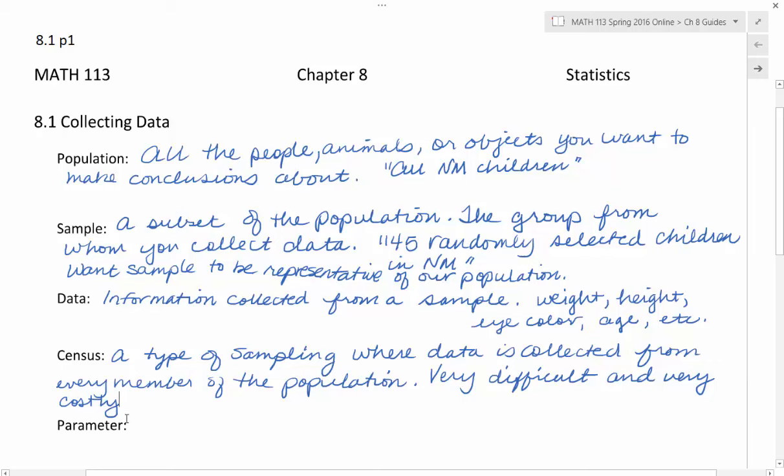So we have other methods that we can use instead of a census. A census is the best, but again, it's often very, very difficult. And if we can't do a census, then we want to switch to one of the other types of sampling and try to make sure it's representative so that the data that we do collect represents our population.